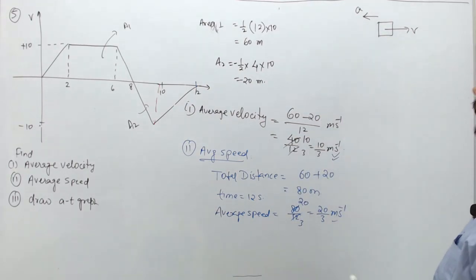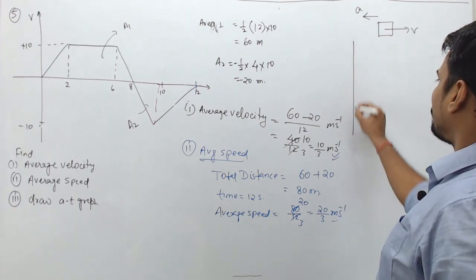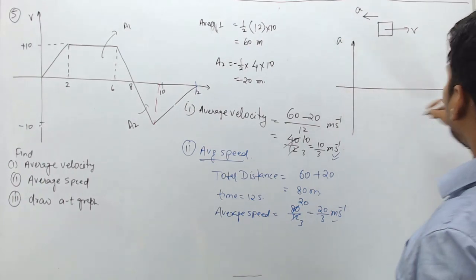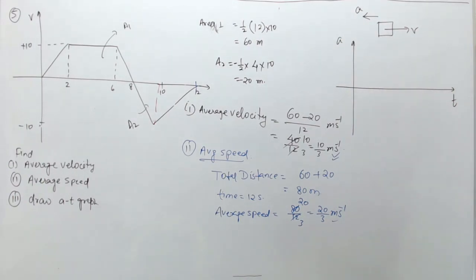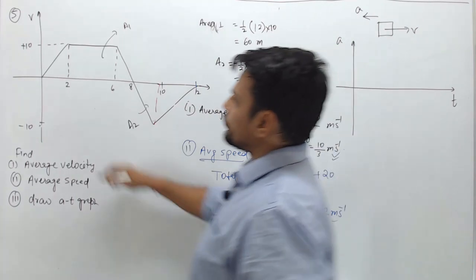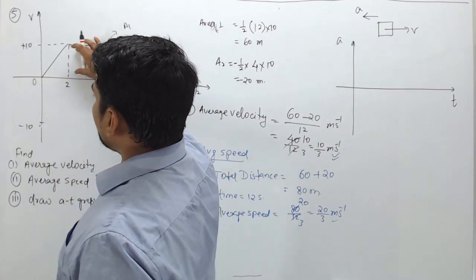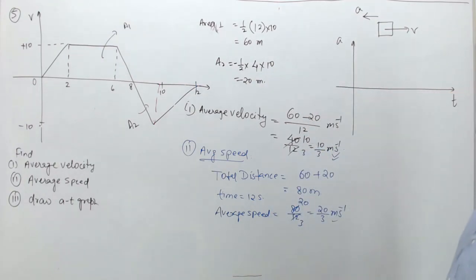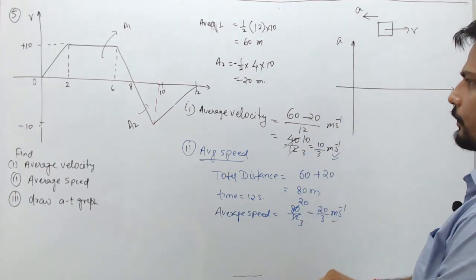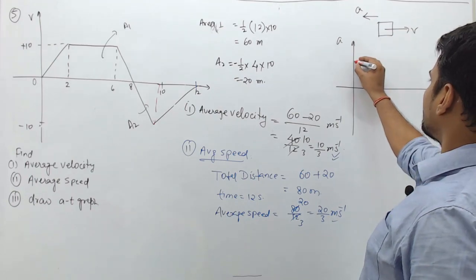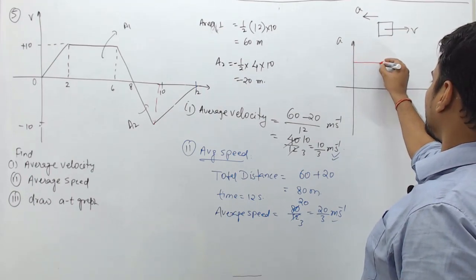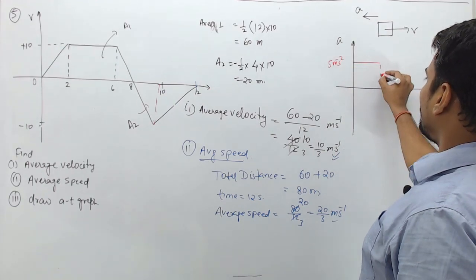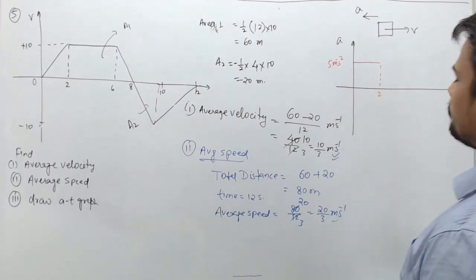Okay, so let's suppose this is your AT graph. I want to draw it here, the AT graph for this particular question. From 0 to 2 seconds, acceleration should be how much? Change in velocity upon change in time. That is 10 upon 2, which is 5 meter per second square. So from 0 to 2, it's going to be 5 meter per second square till time 2 seconds.